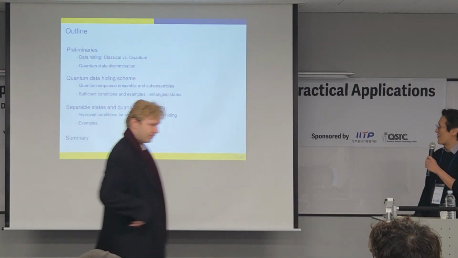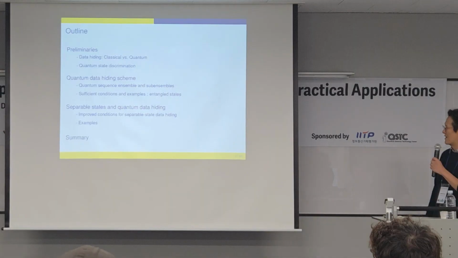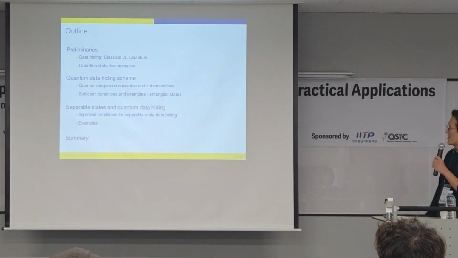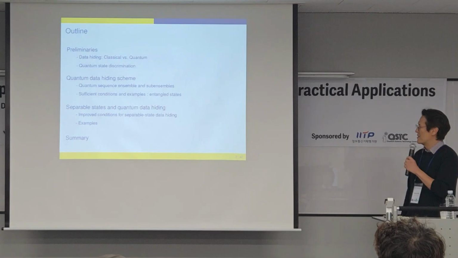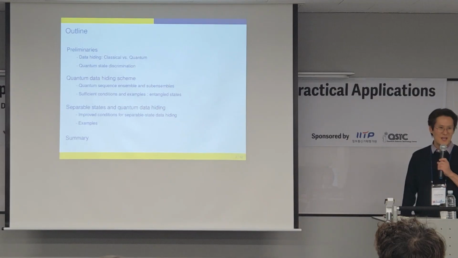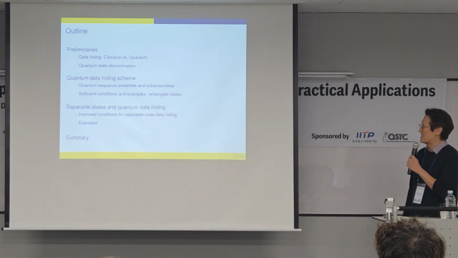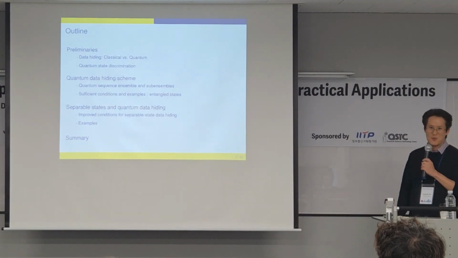Right, so this is the outline. First, we'll see some preliminary material about the concept of data hiding, both classical and quantum. Because the quantum data hiding we talk about here is based on quantum state discrimination, we'll see some basics about quantum state discrimination as well.